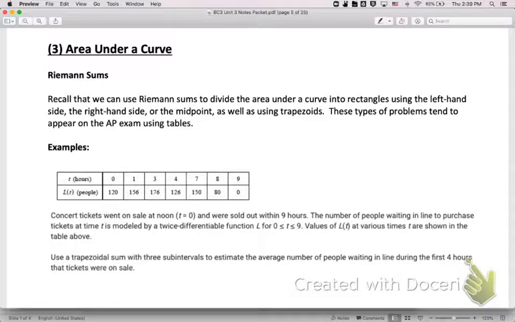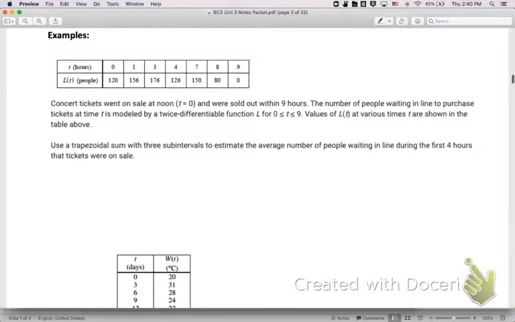Okay, in this section, we're going to relate our integrals to the area under a curve. And if you remember from last year, we can use Riemann sums to divide the area under a curve into both rectangles and trapezoids. And they like to give you these problems on the exam using tables, okay? So here is our first example.